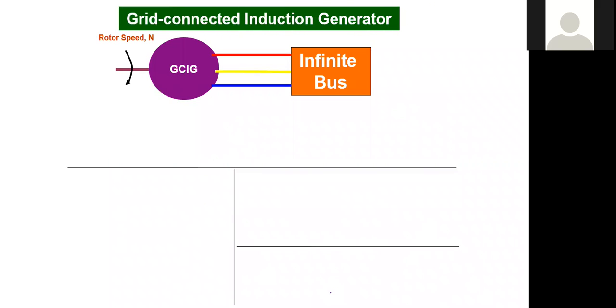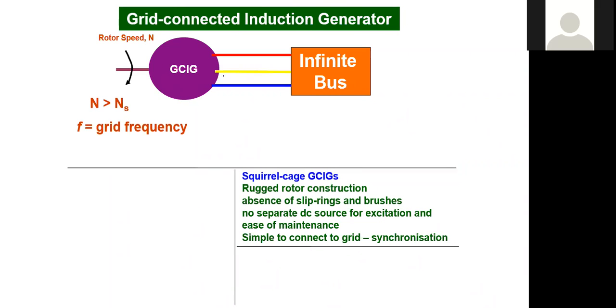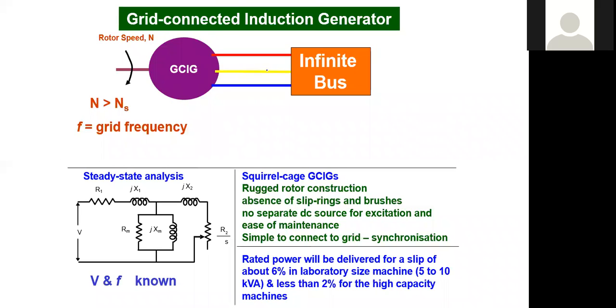So when the grid connected induction generator, that means without having the power electronic controllers, the induction machine is operated as a generator when the rotor speed of the machine is greater than the synchronous speed. I mean the frequency of the stator is dictated by the grid. So when the speed of the machine is greater than the synchronous speed, only then the machine will pump the power. Less than the synchronous speed, the machine may not work as a generator.